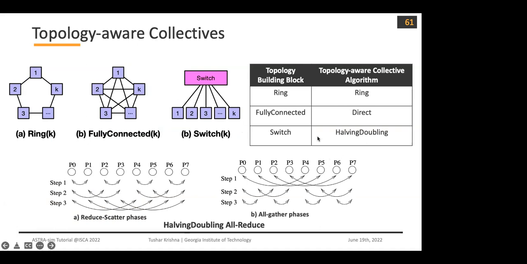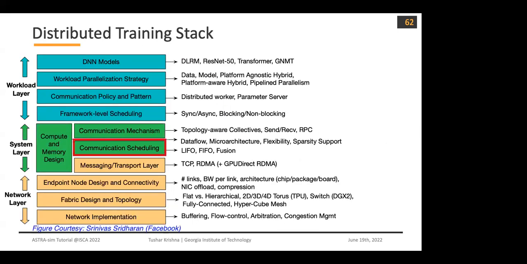But if you have that kind of topology, there are topology-aware collective algorithms. If your topology is actually fully connected, a direct all-reduce algorithm might be better. If your topology is a switch, then halving-doubling is an interesting algorithm that tries to spread data in a logarithmic number of steps. And that's the most optimal topology-aware collective algorithm. And then you come into scheduling, right?